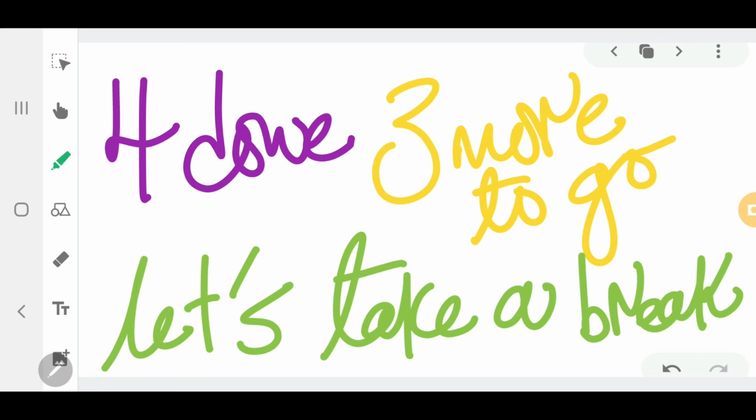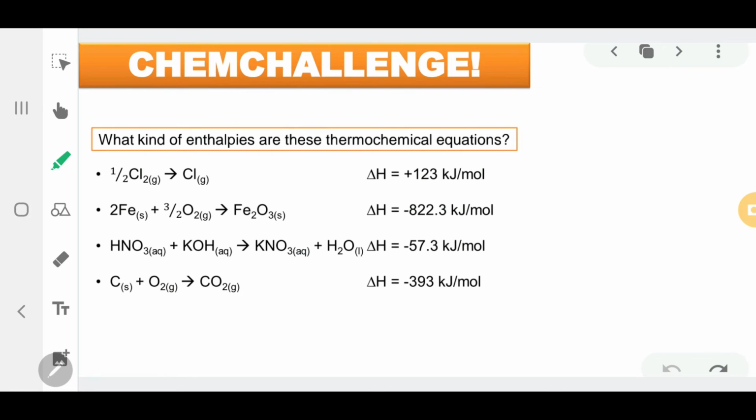4 done and 3 more to go for the enthalpy. So let's take a break and have a try at a very short chem challenge over here. Now, what kind of enthalpies are these thermochemical equations?